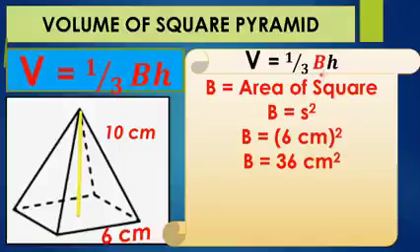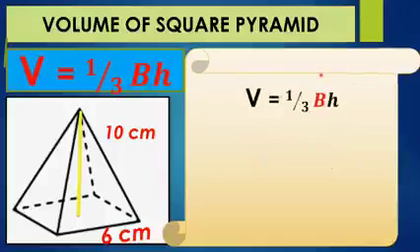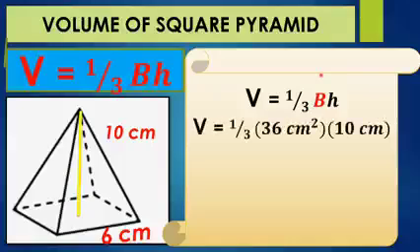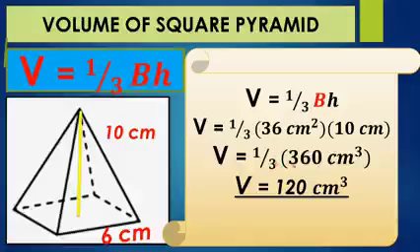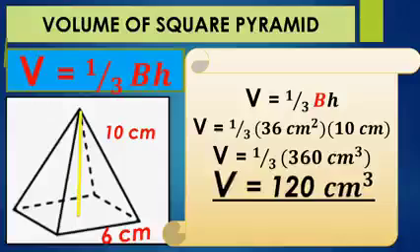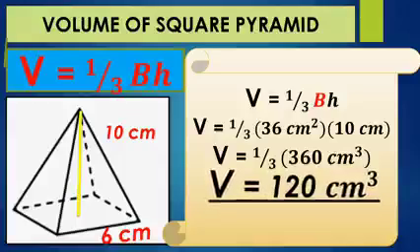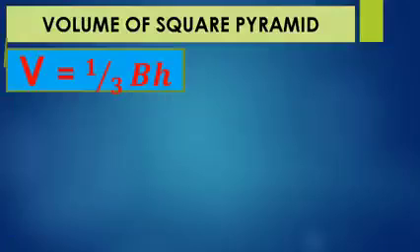So this is the value of our base. So meron tayong base, we can work out on the volume of our pyramid. So volume, again, is equal to 1/3 BH, where B is equal to 36 square centimeters, and our H is equal to 10 centimeters. Multiply. 36 times 10 is 360. Then divide by 3 or multiply by 1/3. The answer is 120. Therefore, the volume of square pyramid is 120 cubic centimeters. Another example.